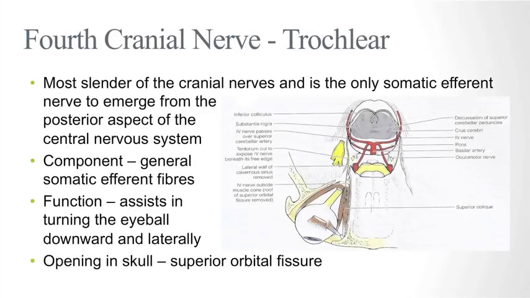The trochlear nerve is the most slender of the cranial nerves and is the only somatic efferent nerve to emerge from the posterior aspect of the central nervous system. Component: general somatic efferent fibers. Function: assists in turning the eyeball downwards and laterally. Opening in the skull: superior orbital fissure.